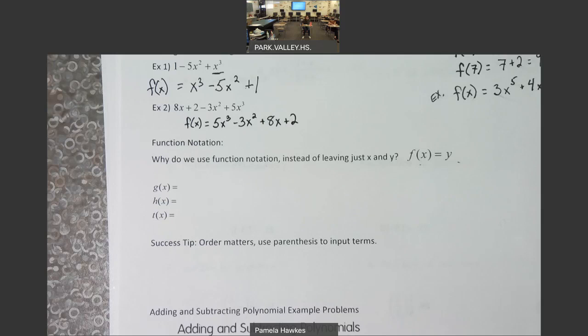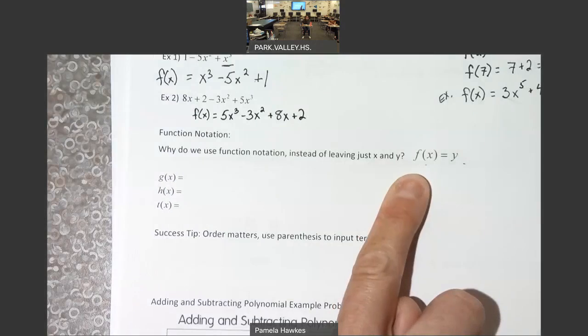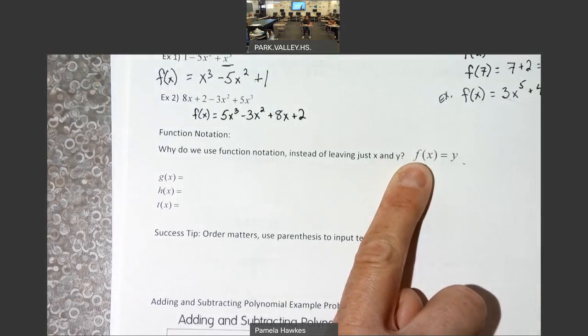This tells me right here, this does not mean f times X, right? Okay, Macy, I don't think your phone is that important.